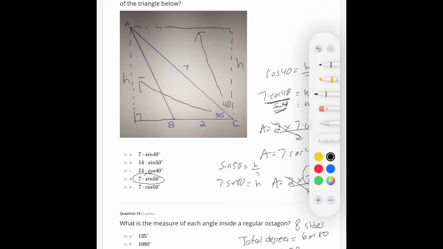Each angle will be the same degree inside that octagon because it's a regular octagon. That tells me all the side lengths are the same and all the angles inside the octagon are the same. So we'll take our total degrees of 1080 and divide it by 8 angles, and that's going to give me 135 degrees for each angle.